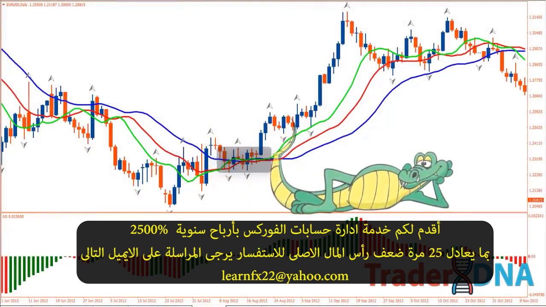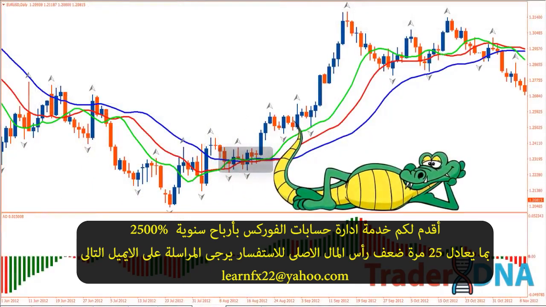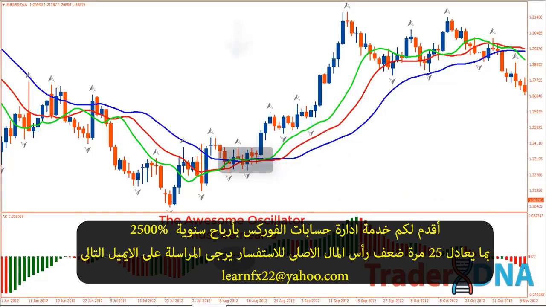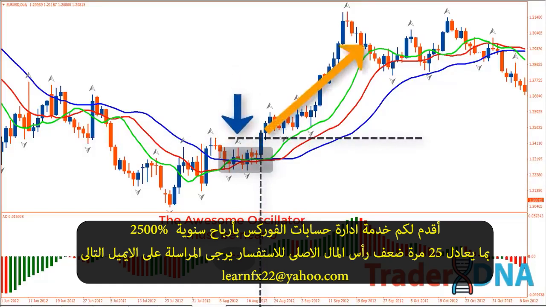To start trading by the alligator, the market must be sleeping. That is, the jaws, teeth, and lips of the alligator indicator must be intertwined, going horizontally. The awesome oscillator must be near zero. The entry signal will appear when the alligator lines and the oscillator start moving in one direction. It will be confirmed by a breakaway of the nearest fractal on the chart.